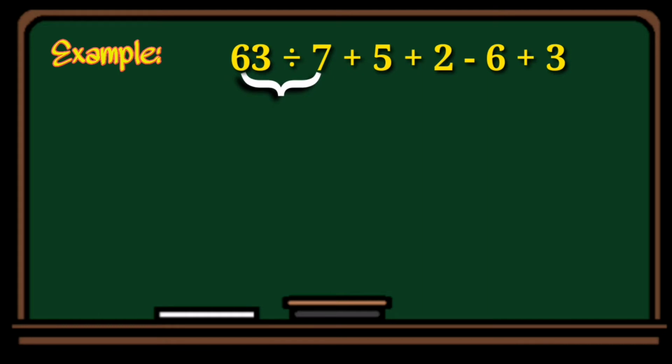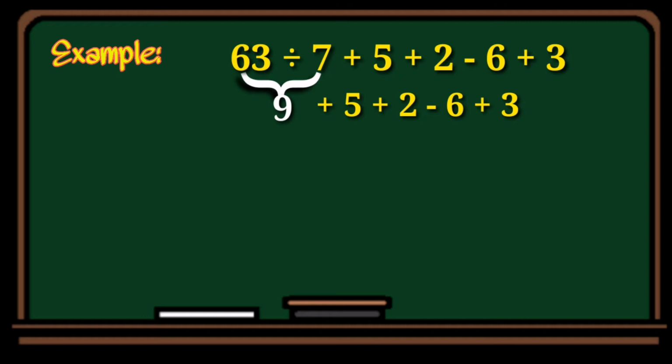So 63 divided by 7 is 9. Bring down plus 5 plus 2 minus 6 plus 3. In the next expression, we will apply rule number 3, because there is no multiplication and division in our operation. So, add or subtract as they occur from left to right.